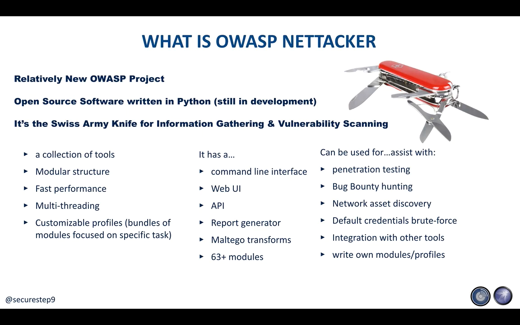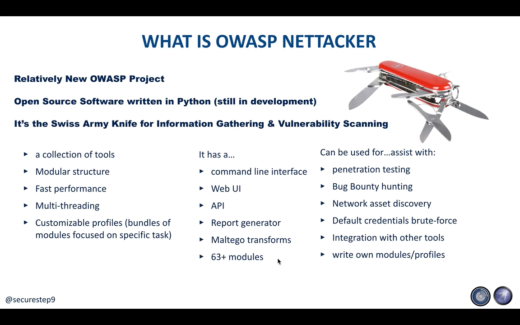So OWASP Nettacker's purpose is to be the Swiss Army knife for information gathering and vulnerability scanning. Just like a Swiss Army knife, it is a tool consisting of many tools. It has a modular structure and fast performance. It is multi-threading. It has customizable profiles, which are bundles of modules focused on specific tasks. It also has a command line interface, so it's very useful to automate various tasks by running it from the command line. It also has a web UI, API, report generator, Maltego transforms, and it has 63 modules.